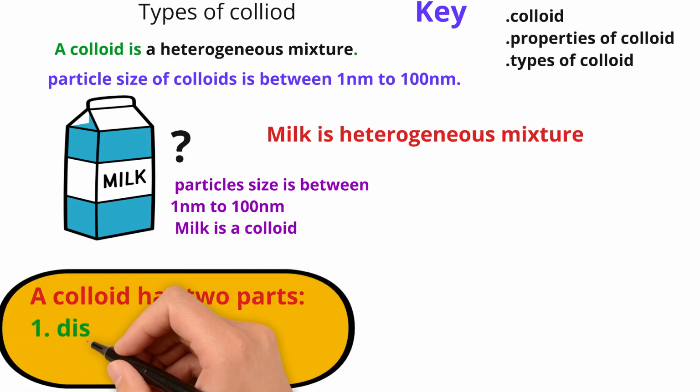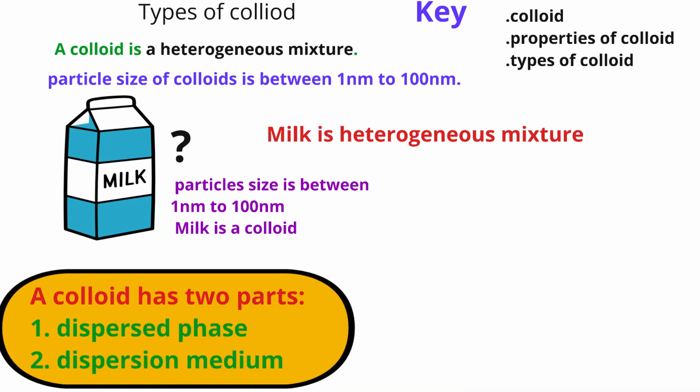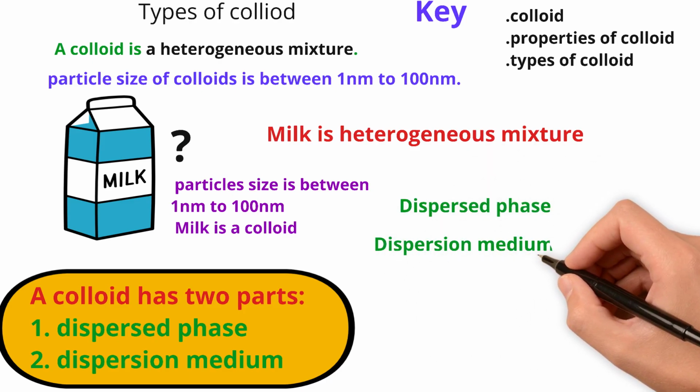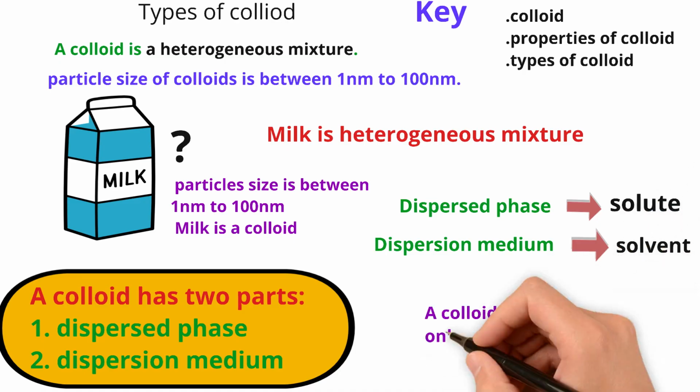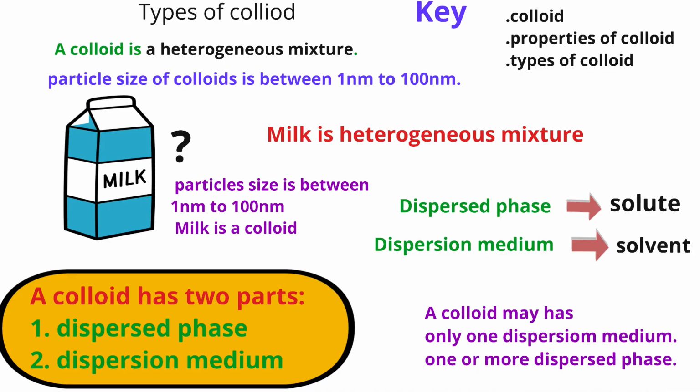A colloid has two parts. One is the dispersed phase and the other is the dispersion medium. The dispersed phase acts as a solute and the dispersion medium acts as a solvent. A colloid may have only one dispersion medium, but it may have two or more dispersed phases.